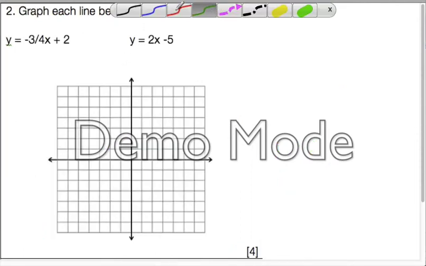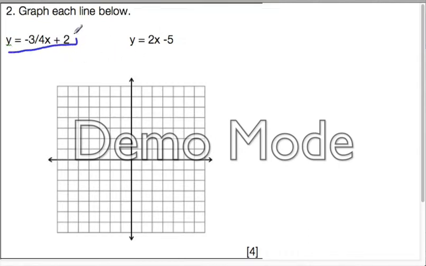Number 2 says graph each line below. So y equals -3 fourth x plus 2, and then y equals 2x minus 5. Let's do the left equation first. Y is equal to -3 over 4x plus 2. So I know the y-intercept is 2. So m is -3 over 4, and then b, the y-intercept, is 2.